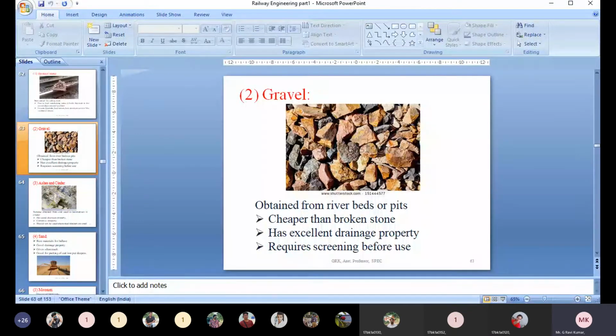It means it is a type of cohesionless soil whose particle size is somewhat bigger than the sand particles. Gravel particles have a size above 6 mm, mostly above 5 to 6 mm. This gravel is obtained from riverbeds or pits, and gravel is cheaper than broken stone. Gravel has excellent drainage property, and it requires screening before its use.